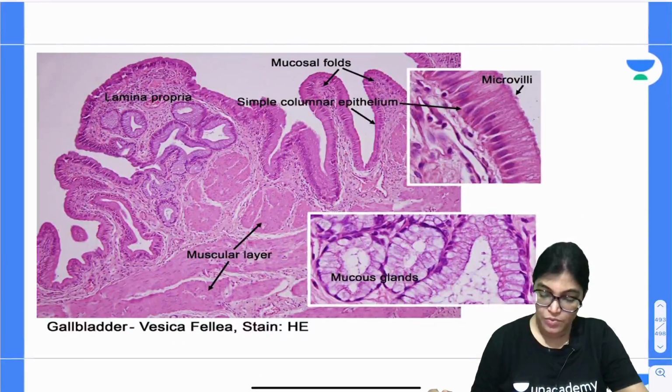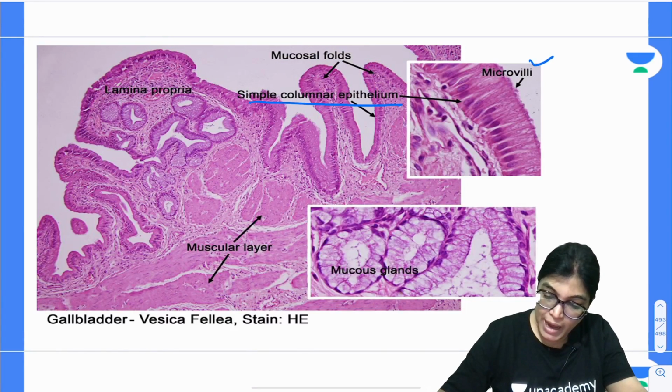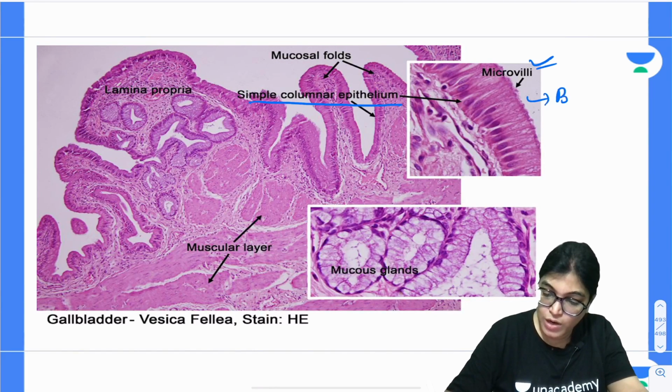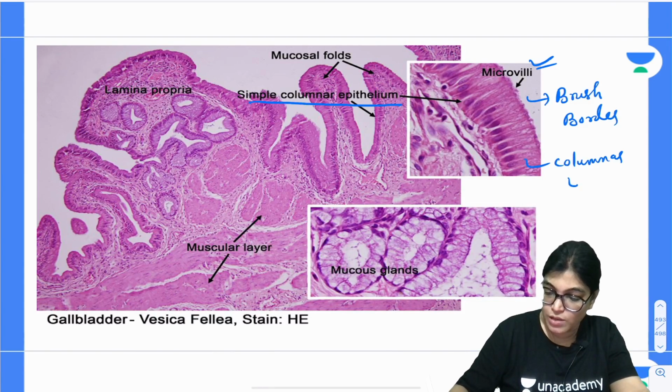Now this is the slide of gallbladder which has been shown to you. Here you can nicely appreciate the simple columnar epithelium. Microvilli is there, which is brush border. Why brush border? We know irregular arrangement is there. Columnar epithelium is also very nicely seen.